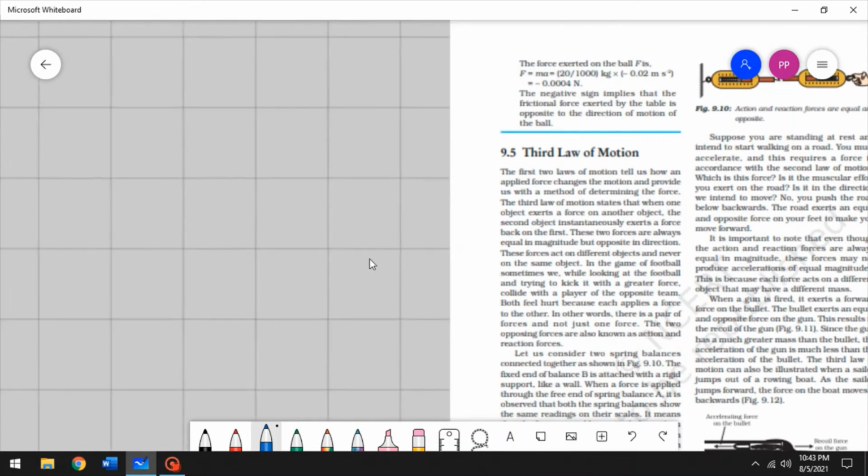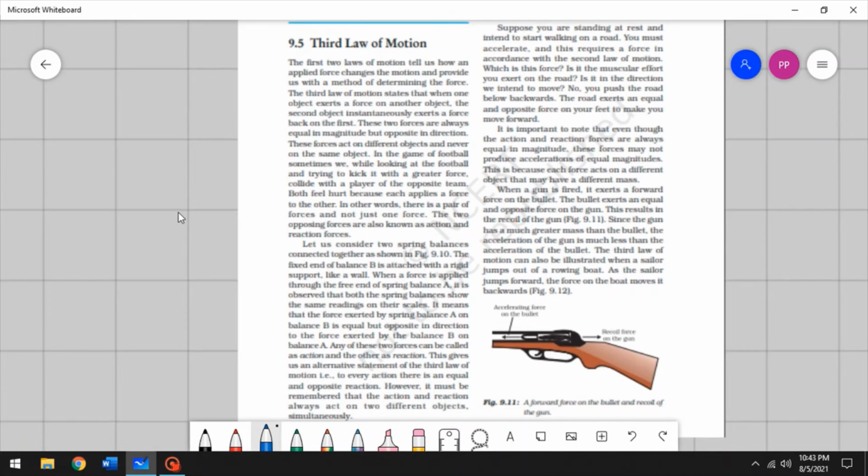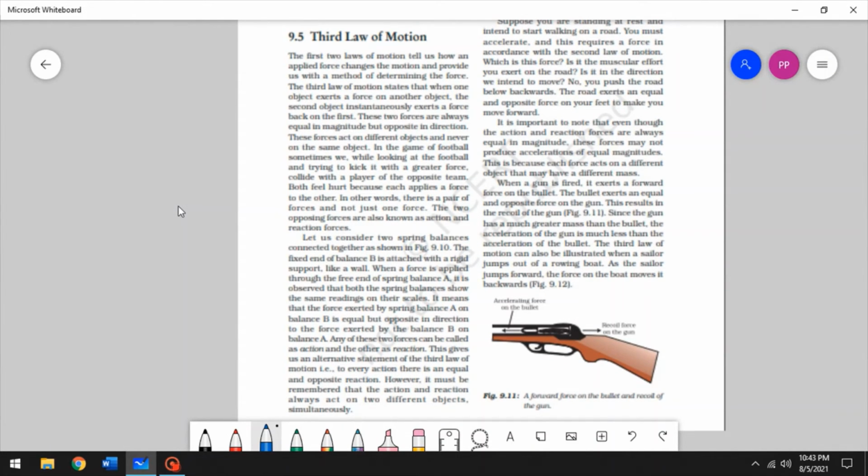We have many examples here, and then we're going to talk about the third law of motion. The first two laws of motion tell us how an applied force changes the motion, and these two laws provide us with the method of determining the force. But the third law of motion states that when one object exerts a force on another object, the second object instantaneously, like immediately, exerts a force back on the first object. These two forces are always equal in magnitude, but opposite in direction.